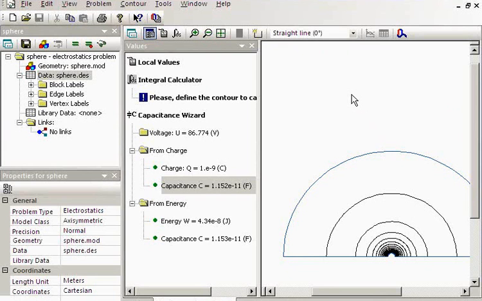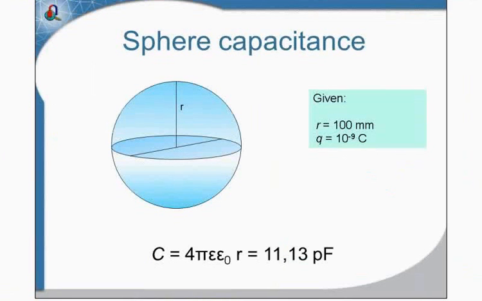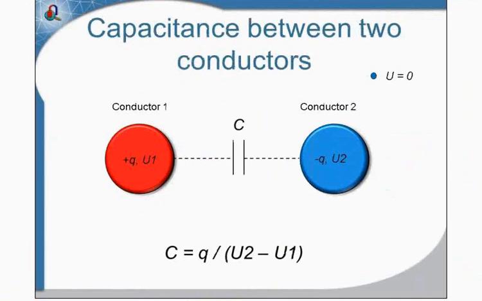Now let's continue with the capacitance between two bodies. If we have two conductors with opposite charges, then the capacitance of this system can be calculated as a ratio of the charge, the absolute value, to the potential difference. To simulate such a system, you should apply negative and positive charge and measure the potential difference. And remember to specify the reference point with zero potential.